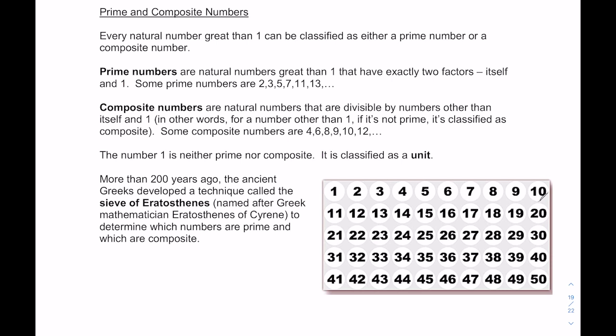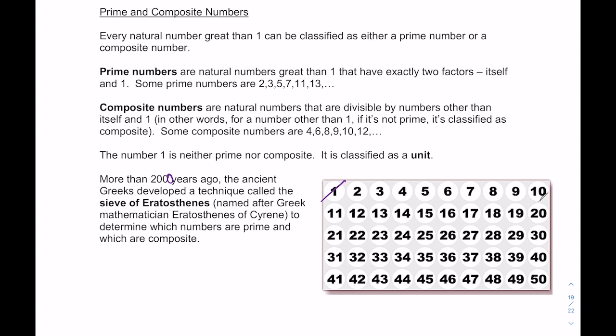And this is a big typo. This should say 2,000 years ago, the ancient Greeks developed a technique. It was called the sieve of Eratosthenes, who was a Greek mathematician. He determined which numbers are prime and which are composite by using this kind of pattern that he came up with. So the first thing you do is you cross out the number 1 because 1's neither prime nor composite. It's a unit.